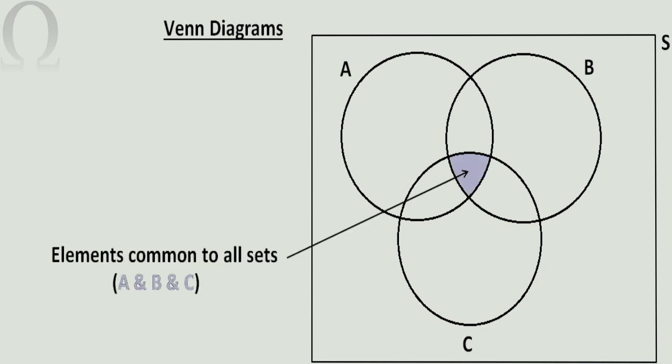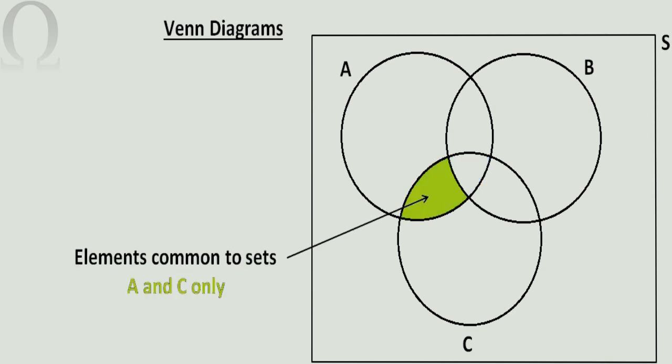The purple shaded area, where all three sets intersect each other, contains all the elements that are common to sets A, B, and C. The elements common to sets A and C are indicated by the blue shaded area. Note that this area also includes some elements of set B. The lime shaded area represents elements that are common to sets A and C only. In other words, there are no elements of B in this region.